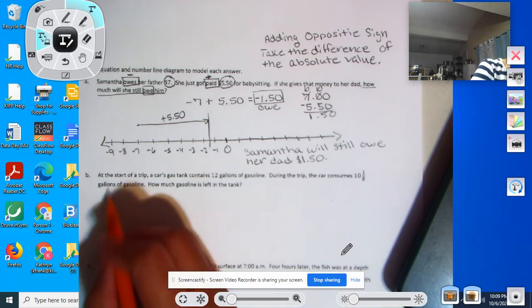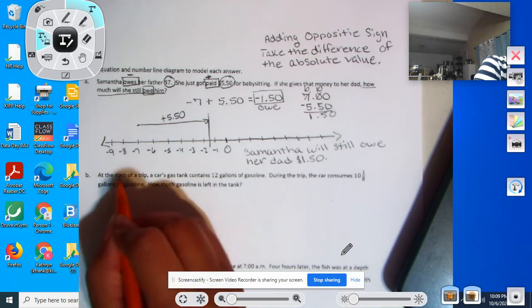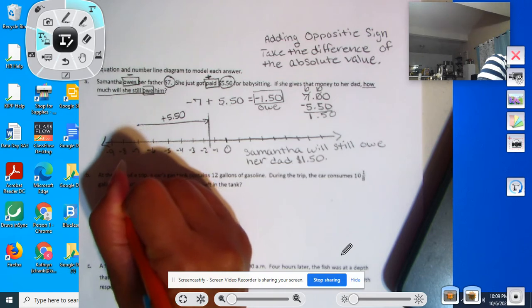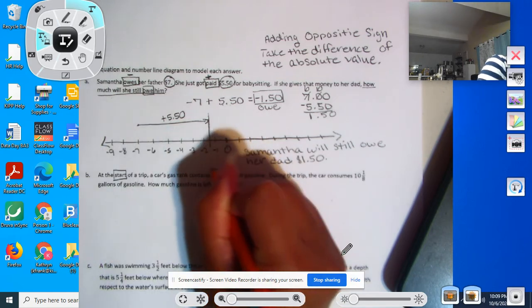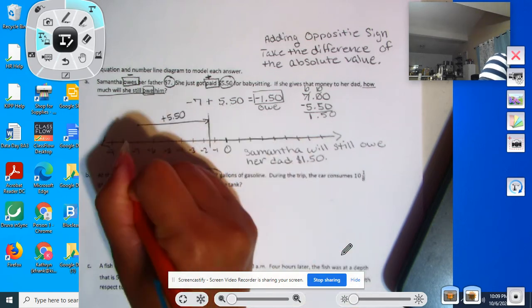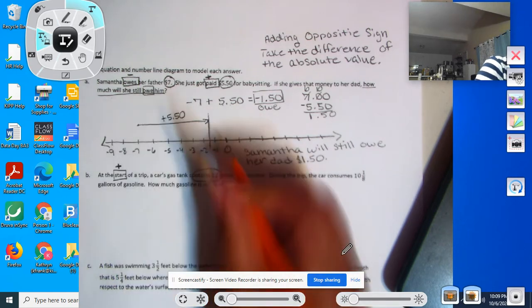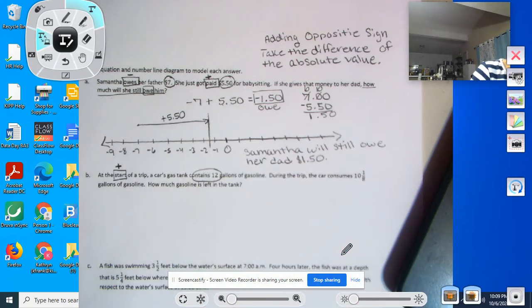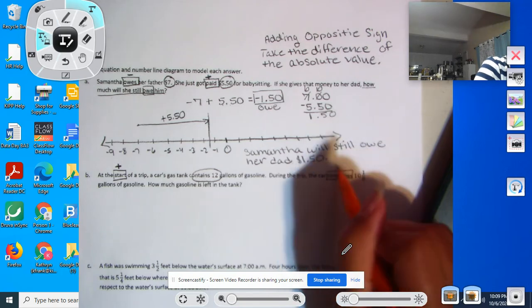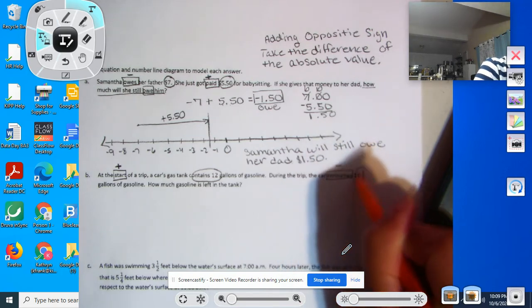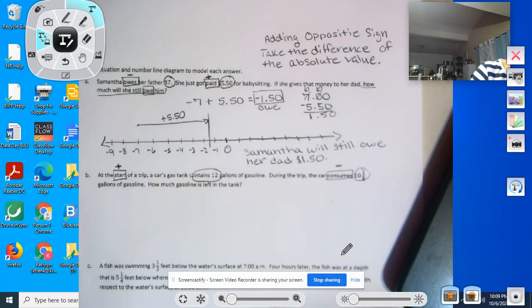Okay, so let's use our RDW skills. At the start of a trip, at the start, this is how much is in the tank, so we're positive this amount. During the trip, the car consumes. Consumes means that that's what's being used. So that means we're subtracting this amount from the gallons of gas.